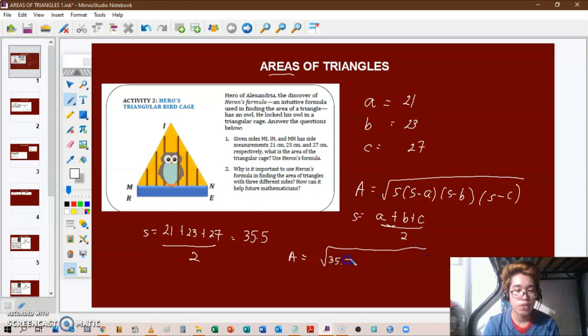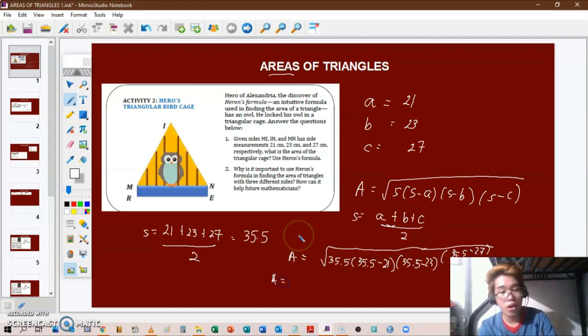times 35.5 minus 21, which is the value of our A, times 35.5 minus the value of B, which is 23, times 35.5 minus the value of C, which is 27. Now we can solve for the area because all of these givens are constants.